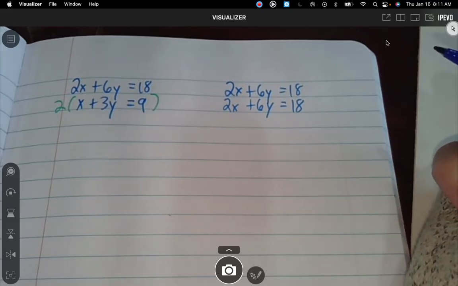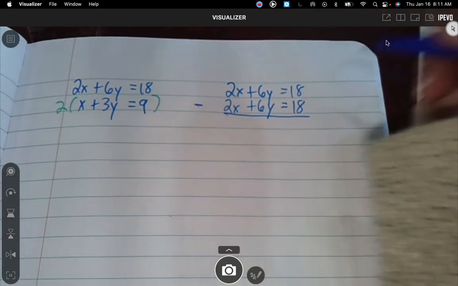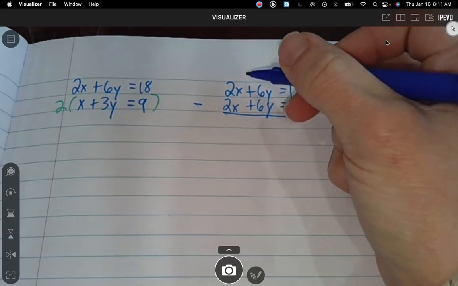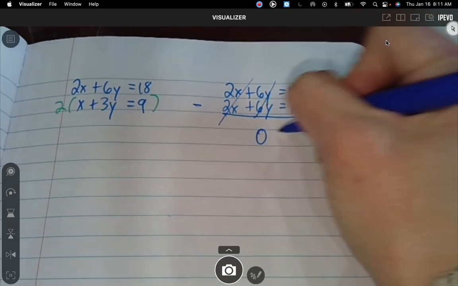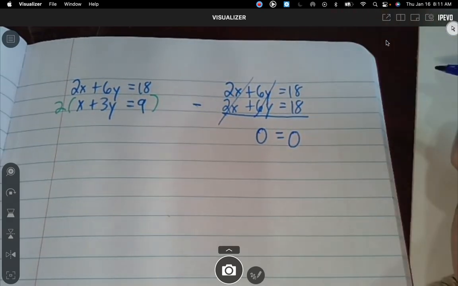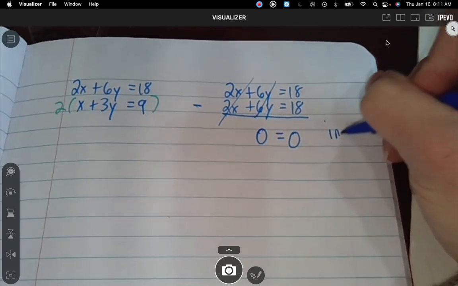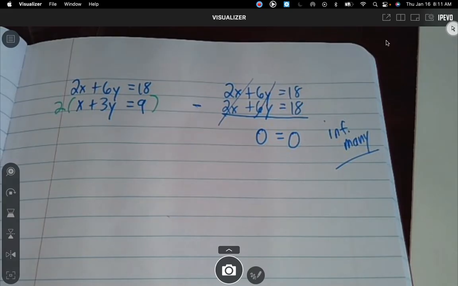Let's subtract them because they have the same sign. So I'm going to subtract them. What is 2x minus 2x? 0. Cancels out. What is 6y minus 6y? So that whole side goes to 0. What is 18 minus 18? 0. Okay, do they equal? Yes, so it's infinitely many solutions. Because remember, this whole chapter, you can have one solution, no solution, or infinitely many solutions.